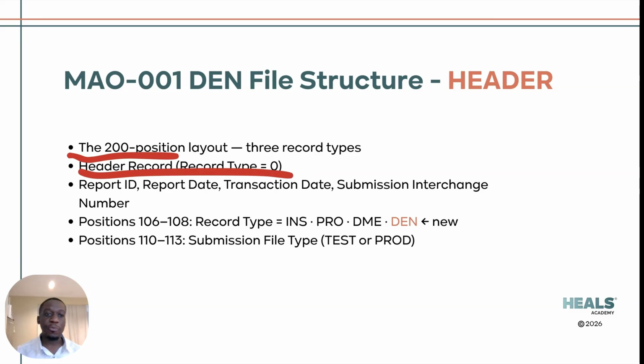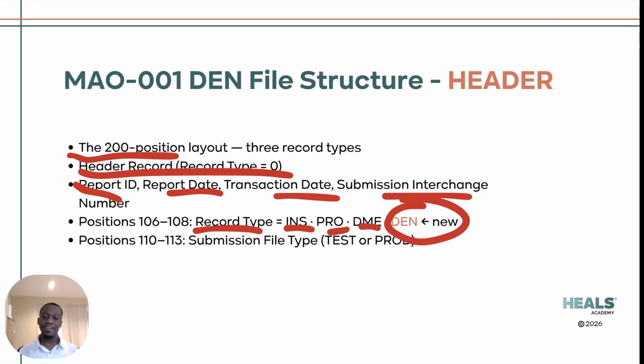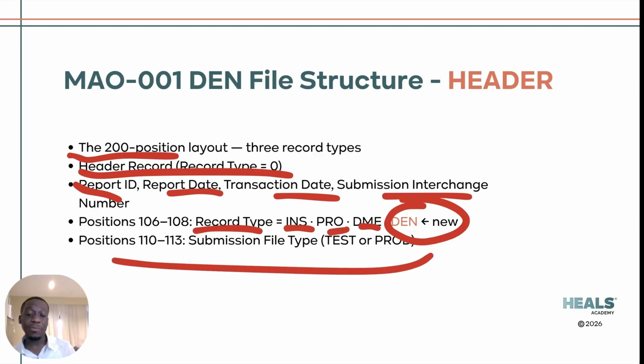Just like the other MAO-00 dash reports, if a row starts with 0, there is a header. So you will see the report ID, report date, transaction date, and submission interchange number. Position 106 to 108 has the record type. So institutional, professional, DME, now there is a dental added to know that this is specifically for dental. And then for the submission, you see that it's either a test or a prod.